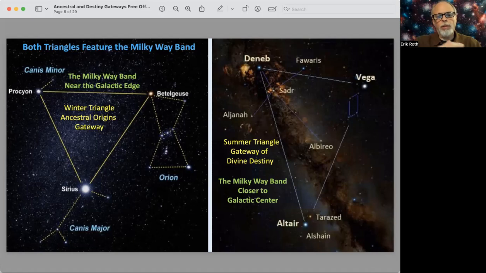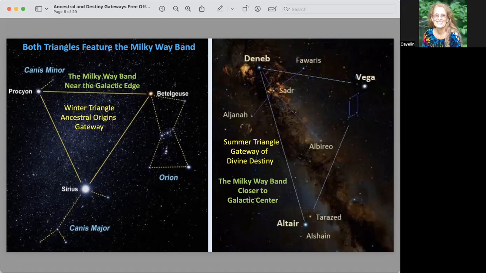These are just examples of this. You could see one's lighter because it's way, way far away from the center on the left side, and then on the right side here, it's a bit closer to the galactic center, but not quite on it, still in the thicker area of the Milky Way.